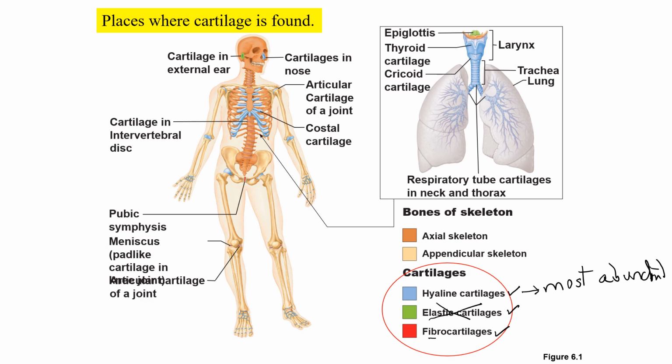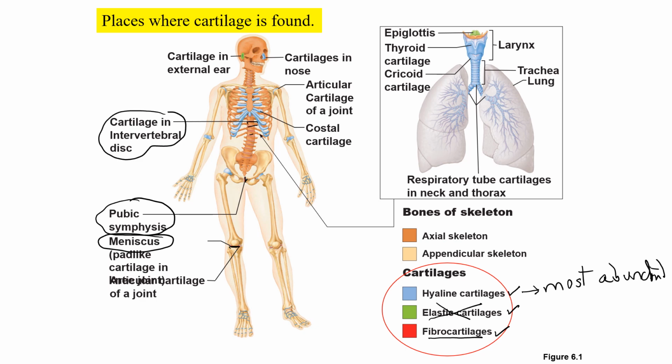Fibrocartilage is found in three places in the body: pubic symphysis, meniscus of the knee, and between vertebrae forming the intervertebral discs.